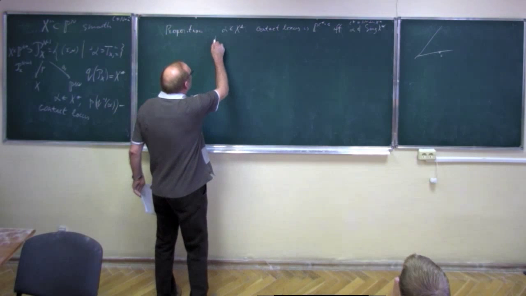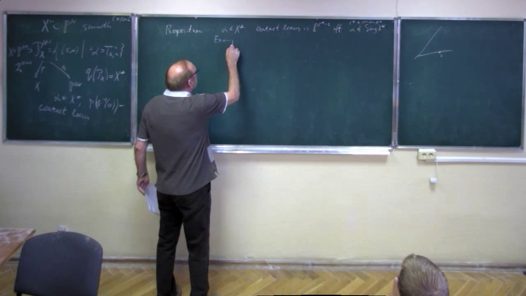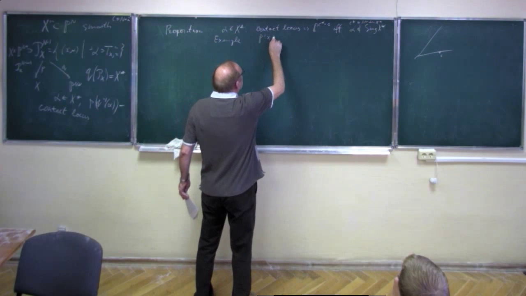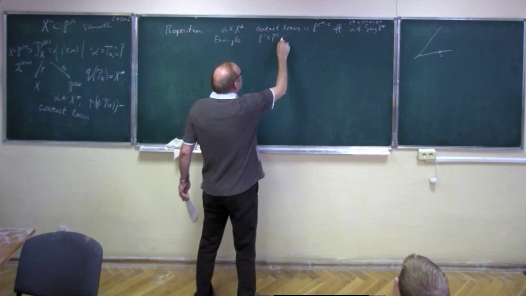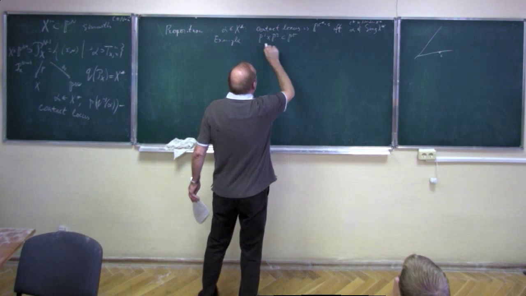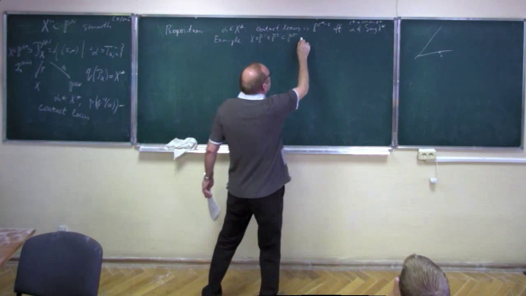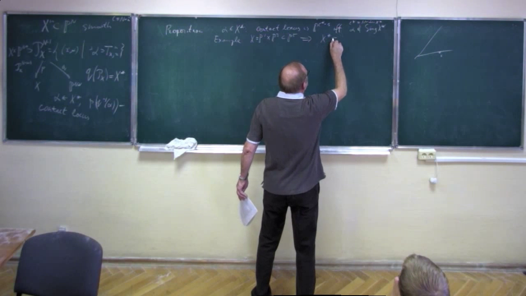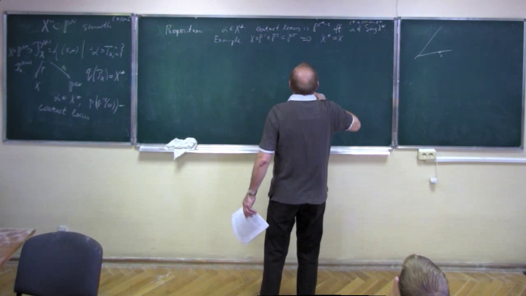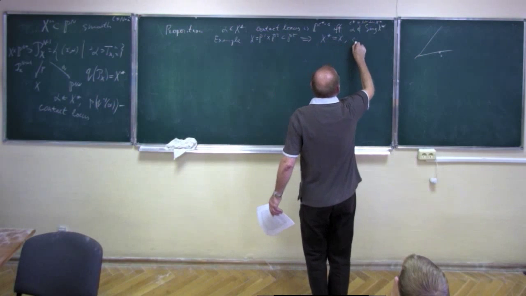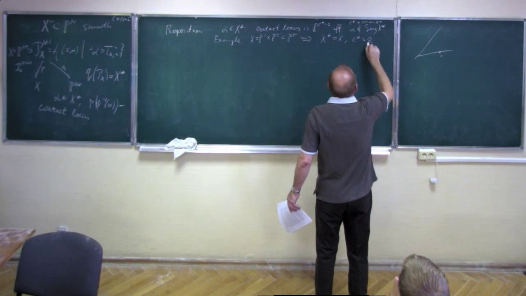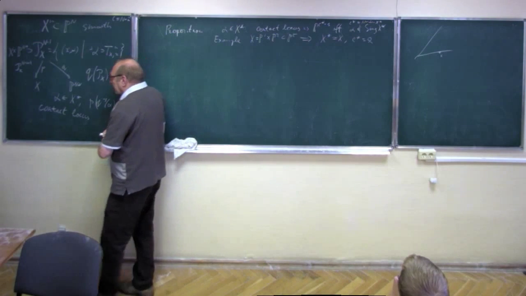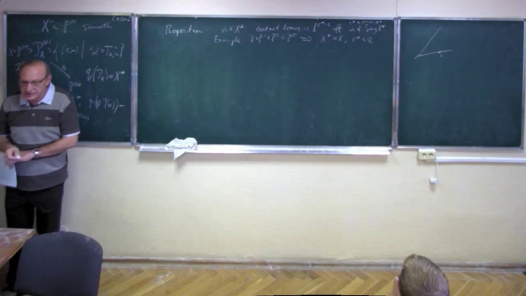For example, consider the Segre product in P5. Then the dual variety is naturally isomorphic to X itself. And so in this case, C star is equal to 2. And in this case, all the hyperplanes are tangent along lines.